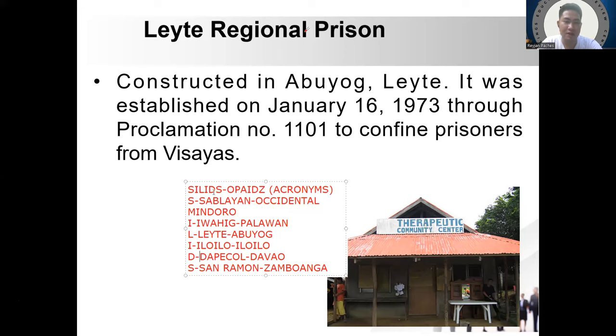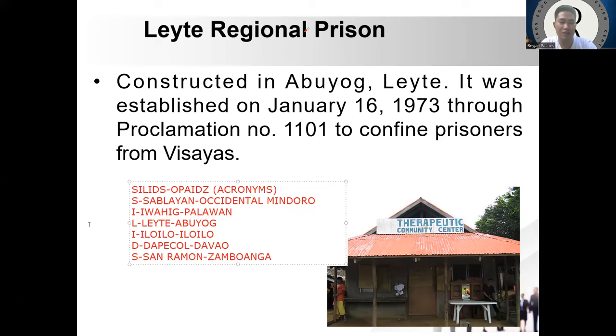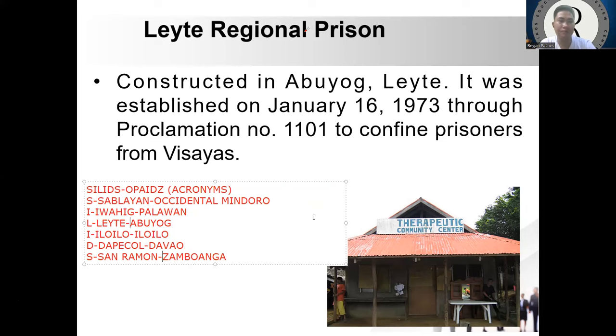Then we have the Davao Penal Colony and Farm or Dapicol. Matatagpuan natin yan sa Davao. Then ang San Ramon Penal Colonies and Farm, matatagpuan natin yan ngayon sa Zamboanga City. So again, Silids of Fates. Please copy this one.